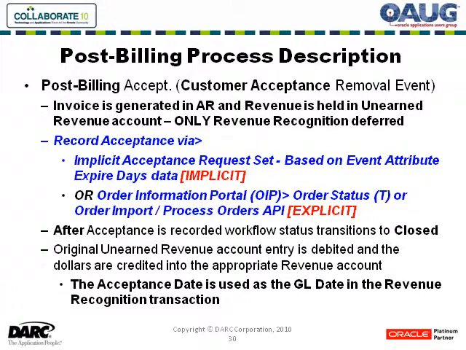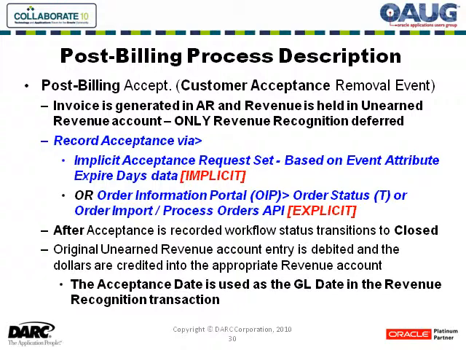Now we're going to flip hats and go into post-billing. So this is the post-billing process overview. Again, it's post-billing, it's after invoicing, it's tied to the customer acceptance removal event. And again, your invoice is generated because it's after billing, but your revenue is held in the unearned revenue account. So only your revenue recognition is deferred. You can process your acceptance just like in pre-billing.